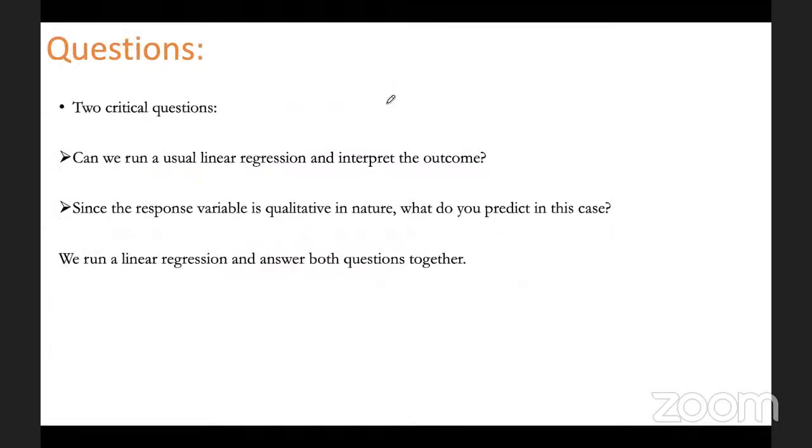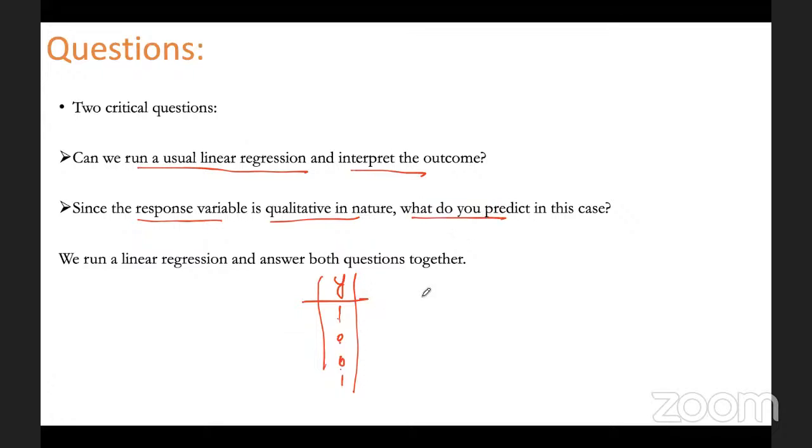Right. So here we have two critical questions. On this data set, the y variable is a binary response variable. For this kind of data, can we run a usual linear regression and interpret the outcome? Let us run that. What happens if I apply the normal linear regression equation on this binary response y variable data? Such a response variable is qualitative in nature. We are talking about y value 1 or 0, that means yes or no. So in this case, what do you predict?